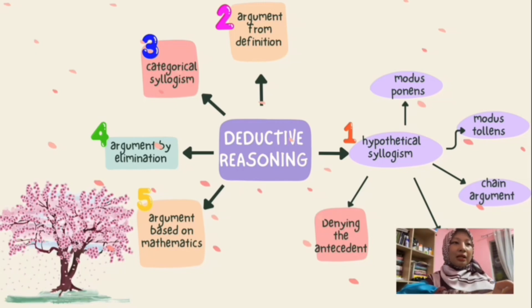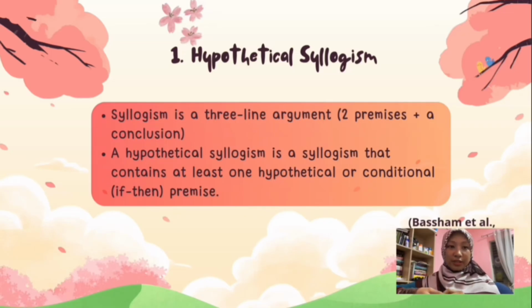The first type of deduction reasoning is hypothetical syllogism. Okay, syllogism is a 3-line argument that includes 2 premises and a conclusion. Hypothetical syllogism is a syllogism that contains at least one hypothetical or conditional premise, which is if-then.